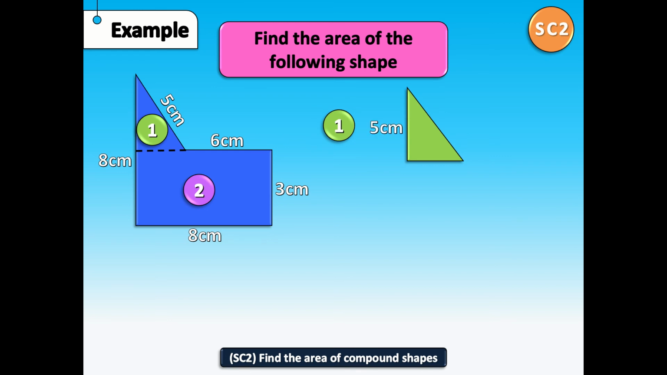So the height of the triangle is 5 centimetres, because we do 8 centimetres take away 3 centimetres. And the base of the triangle is 2 centimetres, because we do 8 centimetres take away 6 centimetres. So the area will be 5 times 2 divided by 2, which is 5 centimetres squared.